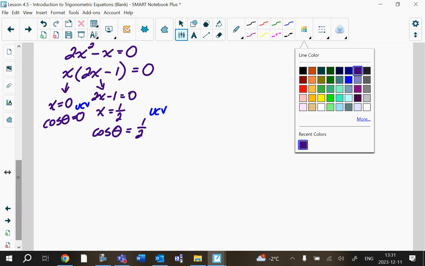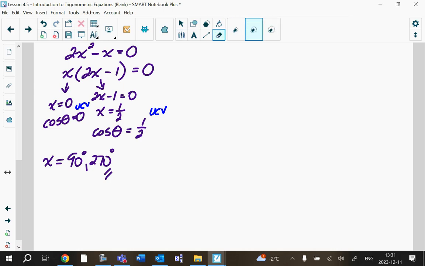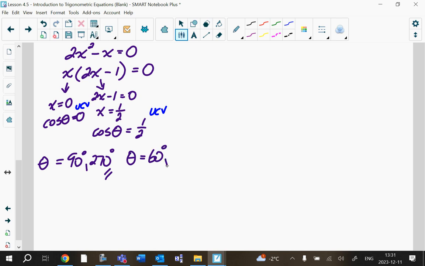So at what angles is the x coordinate of the point 0? 90 degrees, yeah, because remember we're in degrees, and 270 degrees. Oh, sorry, that should be theta. And this one? Good. And there they all are.